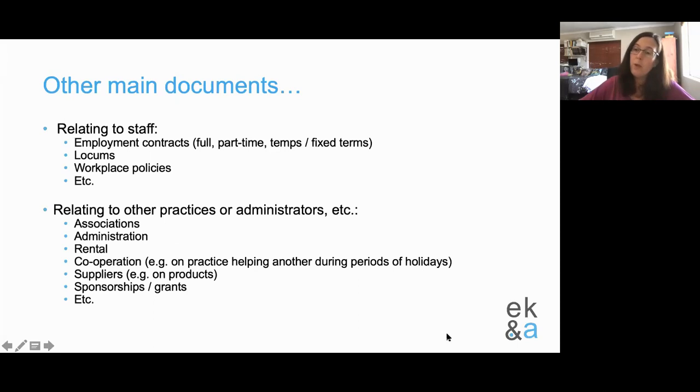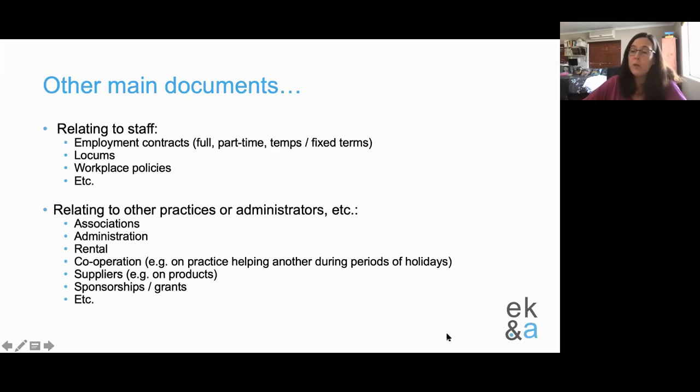Administration agreements, those are very prevalent nowadays, where people set up a separate legal entity that administers one or more practices and may do billing, they may provide the human resources, they may provide reception staff. They can even in certain cases say, we negotiate with you on your behalf with medical schemes, for example. Rental agreements, all of those facility type of agreements, cooperation agreements where you say, if I go on leave in December, this other practice will stand in for us, or these other practitioners will stand in for us.